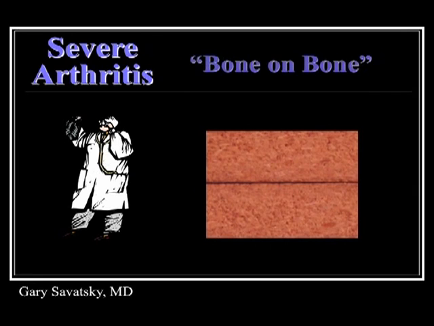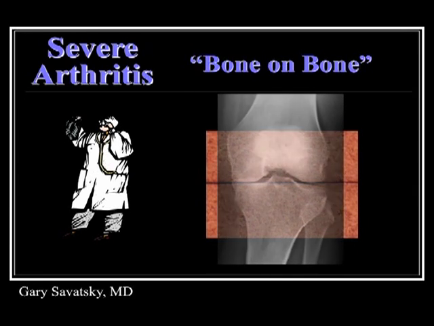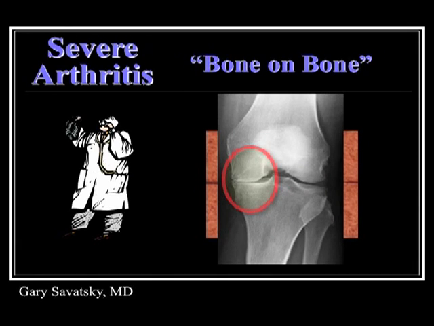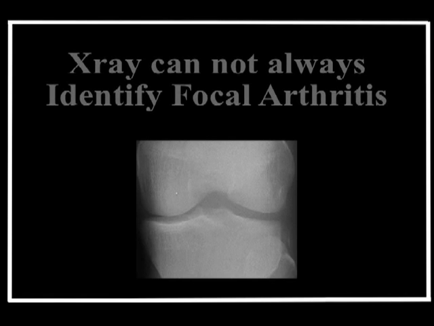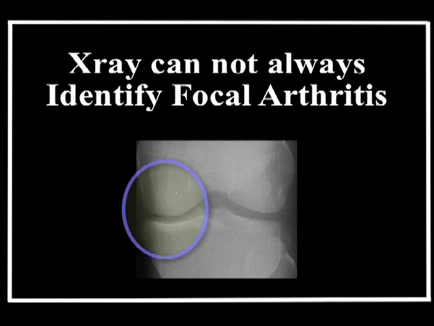Severe or end-stage arthritis occurs when the cartilage layers have been entirely worn down, leaving nothing to hold the bones of the joint apart. Not surprisingly, we call this bone-on-bone arthritis. Unfortunately, standing X-rays, although certainly helpful, cannot identify arthritis until degenerative changes become fairly advanced.